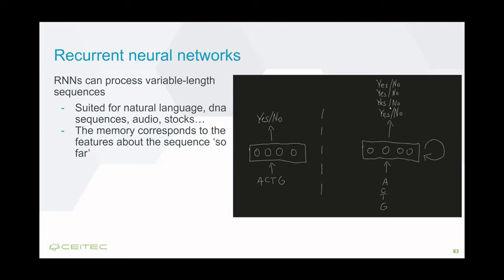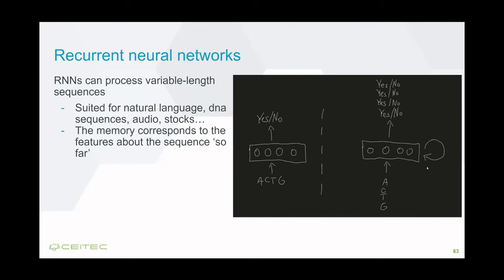So yes or no for the A. And that's not the only thing the recurrent neural network does. It will also take this output, basically this information, and feed it to itself for the next token. What this means is that every time we get a new token, we get information about the token, but we also take into consideration the information about the sequence so far.